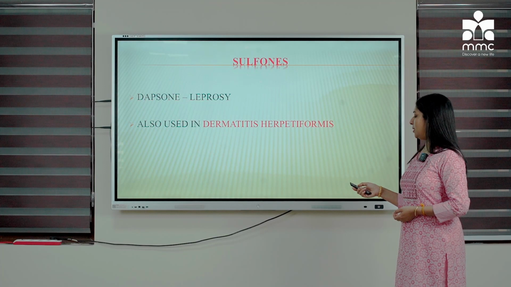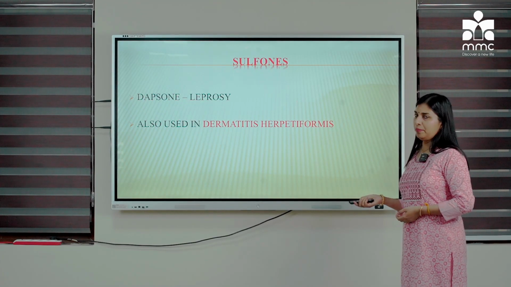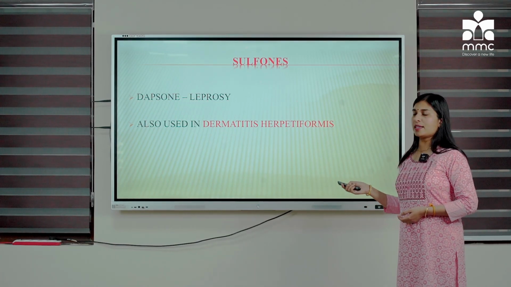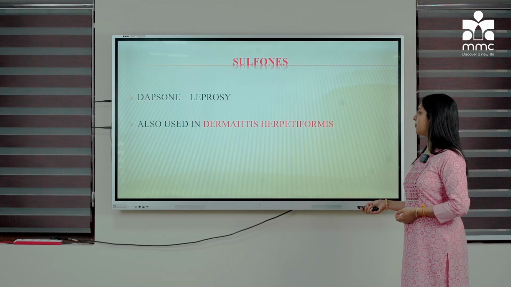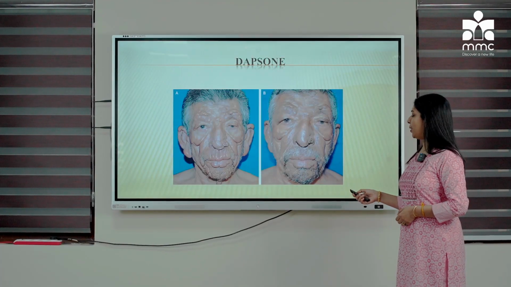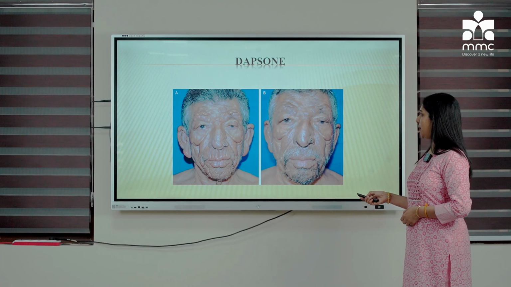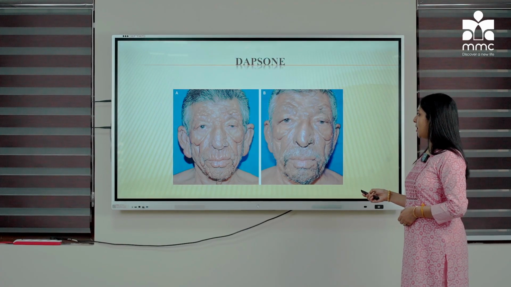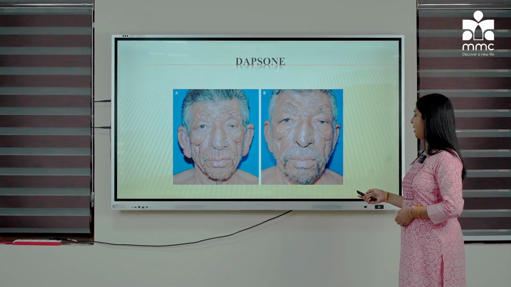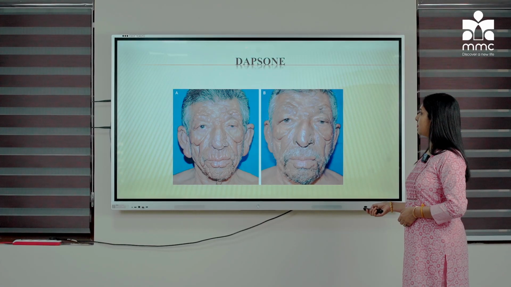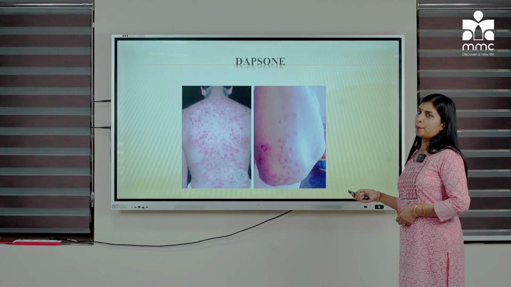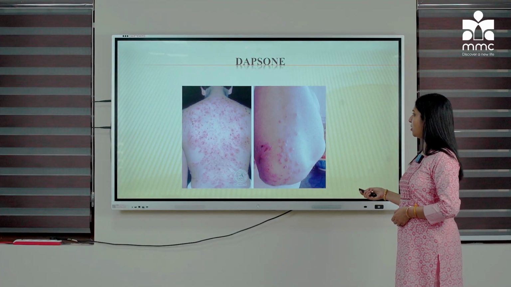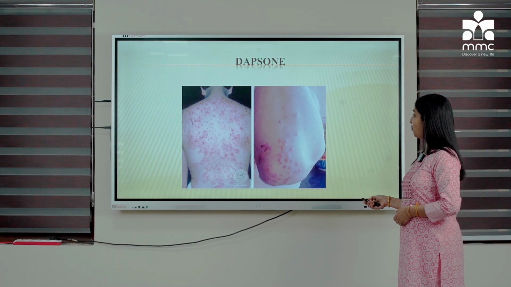So sulfones are mainly used for leprosy. The drug is dapsone, and it is also used in dermatitis herpetiformis. So you can see the difference: the patient with leprosy, who was later treated with dapsone, and the condition of the patient in the second photograph. In dermatitis herpetiformis also we can give dapsone, which is once more a sulfa drug, of the sulfone group.